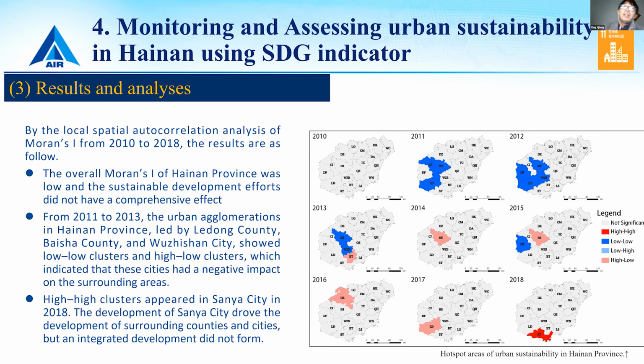For the high-high cluster category, it lies in Sanya city in 2018. So as you know, the development of Sanya city drove the development of surrounding counties. It has some positive spillover effect. But overall speaking, the integrated development still has not been formed for Hainan province.